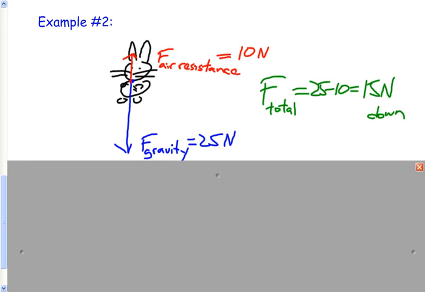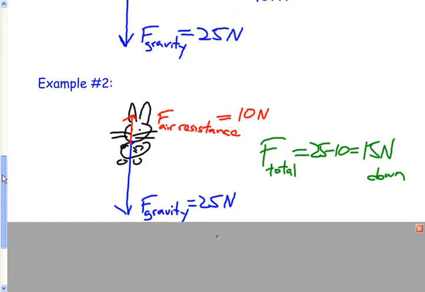So the rabbit in this case is still feeling a force pulling it down, but not as much as before. Good. Let's look at another example.